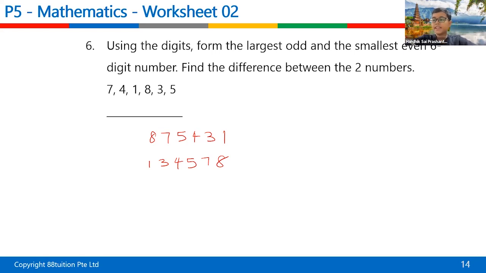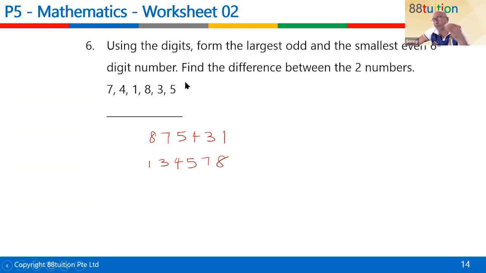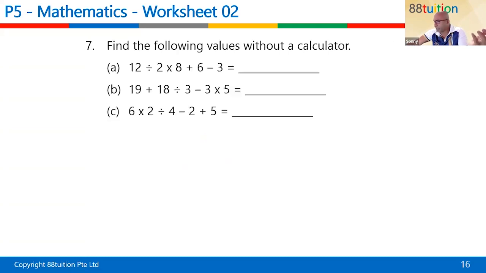Seven 4 0 8 5 3. Right. There you go. Beautiful. All right. So I noticed that you have to read the question carefully, read it twice so that you comprehend it better. So in this case, you're going to use the numbers to find the largest odd number. Use the same numbers to find the smallest even number and then the difference, right? So you got it right. Bingo. Well done. Okay, next.